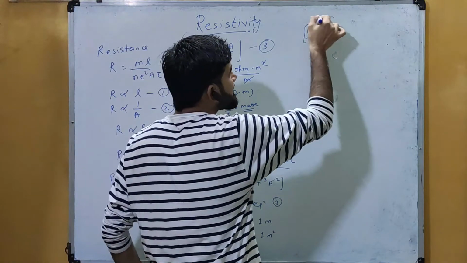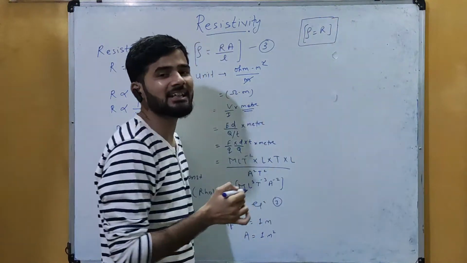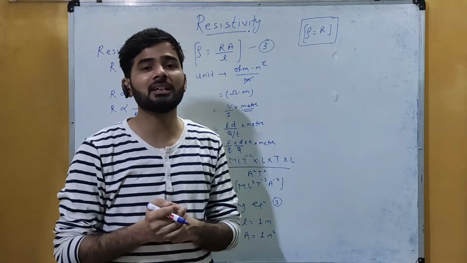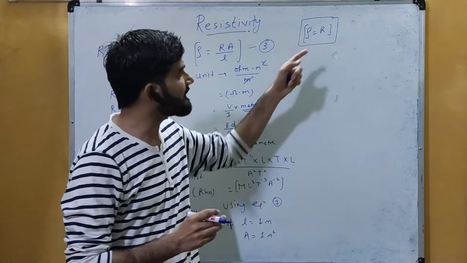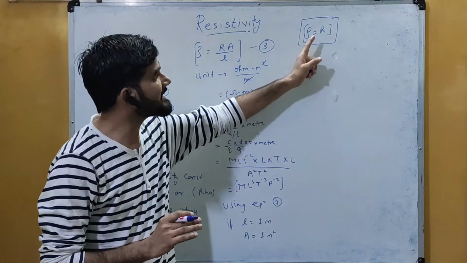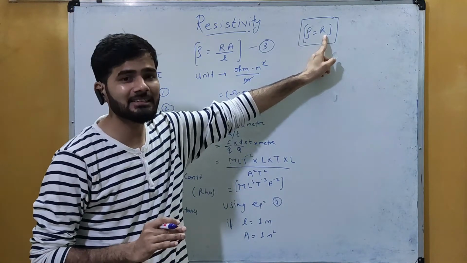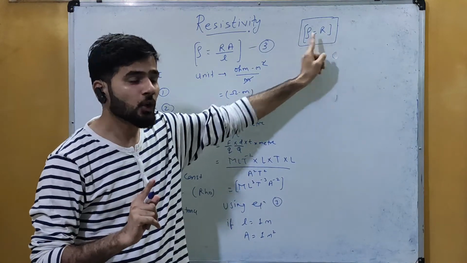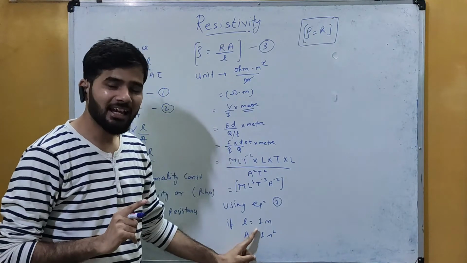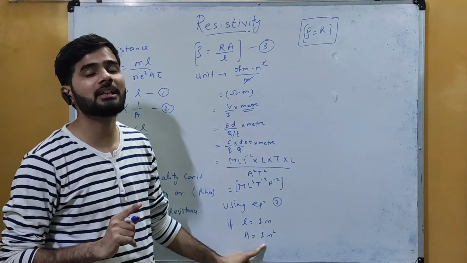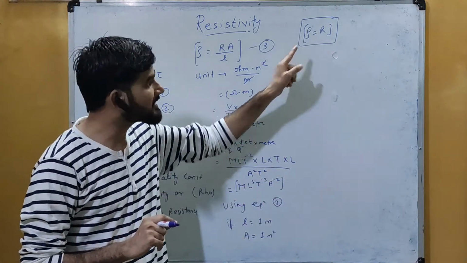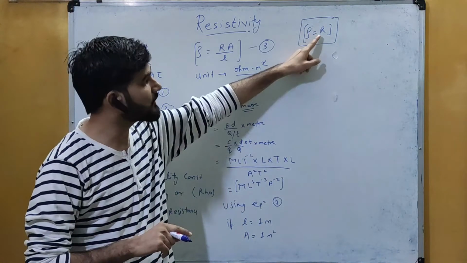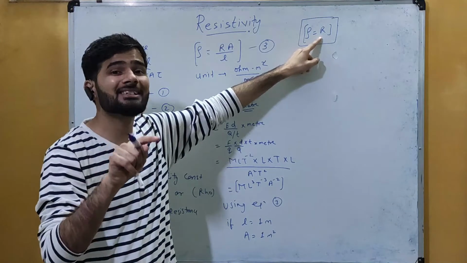From this statement we can define 1 ohm meter, or what the resistivity will be. Here I can define resistivity as equal to the resistance of a conductor of unit length having an area of cross section of 1 meter square. That is called the resistivity. So resistivity is equal to the resistance, but the resistance of what?